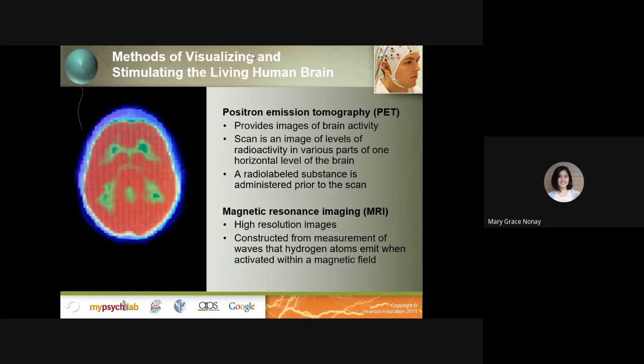Another method of visualizing and stimulating the living brain is magnetic resonance imaging. So ito naman, mas high resolution yung binibigay nila na images. And constructed from measurement of waves that hydrogen atoms emit when activated within the magnetic field. So it also can give two and three-dimensional images of the brain. And the images that they give are better, kumbaga, than the positron emission tomography or the PET scan. And a note here is that MRI is a structural brain imaging procedure. Okay? So, sa structure siya nakafocus.